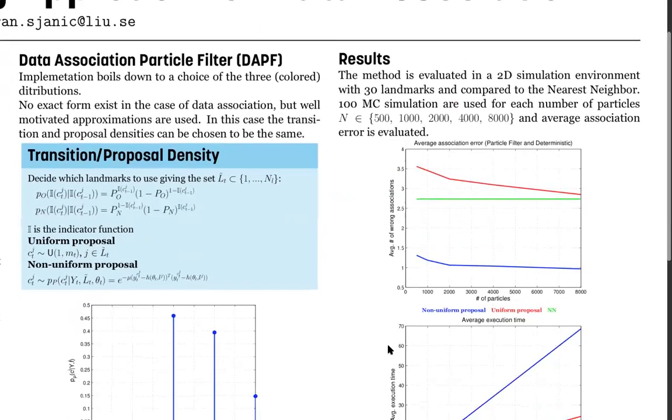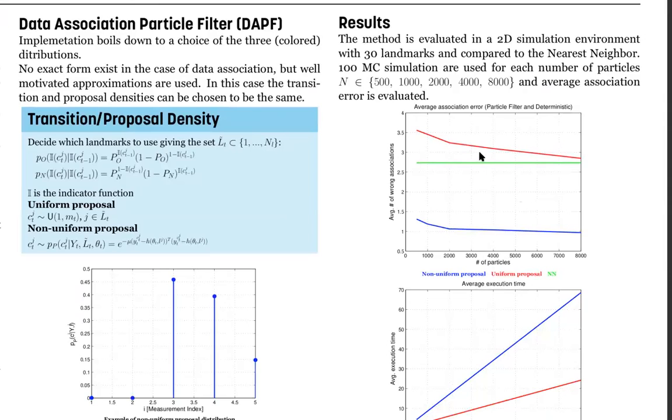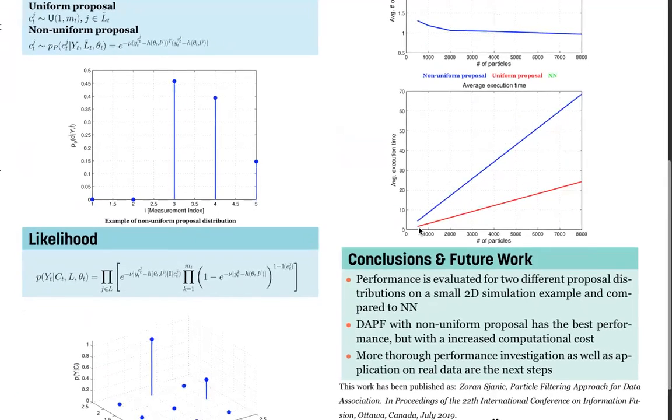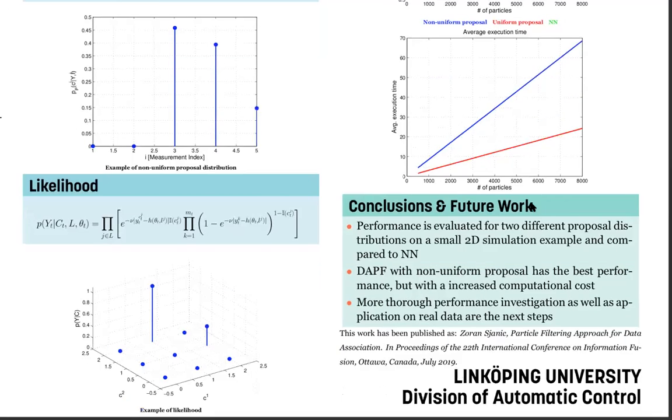The results are quite promising because here we are comparing to the nearest neighbor, which is a deterministic approach, and we see that the non-uniform proposal will always beat it, no matter the number of particles, while the uniform proposal is approaching the performance given with a large number of particles. However, this is not for free because the relative execution time is much higher compared to the deterministic approach, which has a constant, no matter the number of particles, of course. So this is something to be looked into.